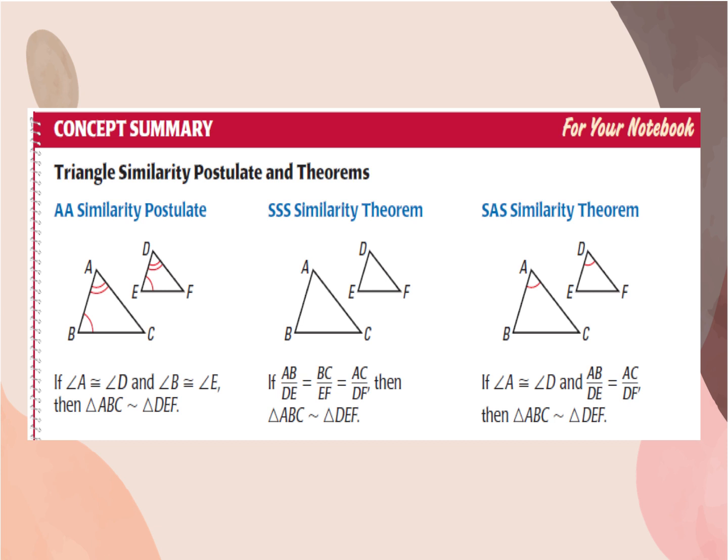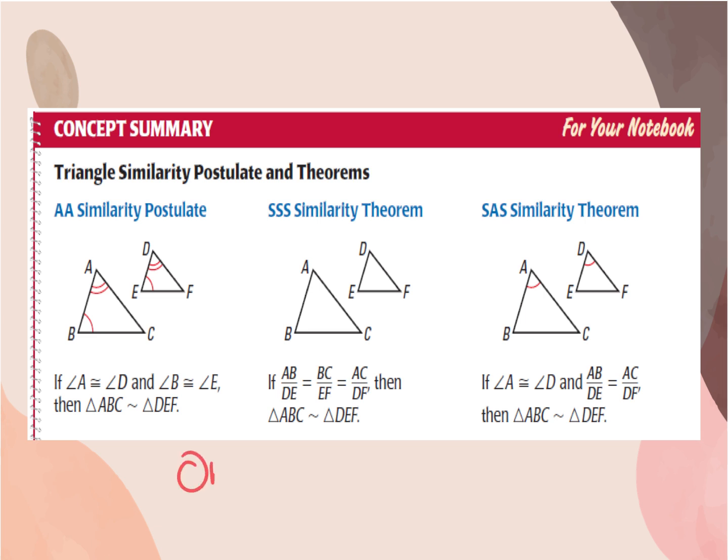And then for the SAS similarity theorem, you have to have an included congruent angle. That is the key part right there, the included angle. And then they'll tell you AB and DE is the same scale factor as AC and DF. Now, if those three things are true, then it's similar by the SAS similarity theorem.